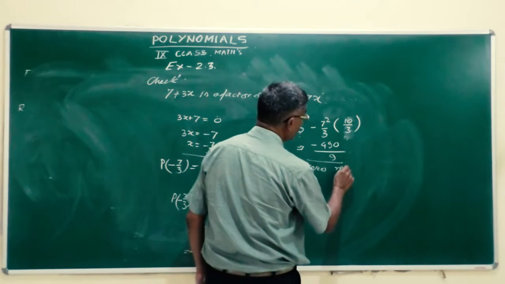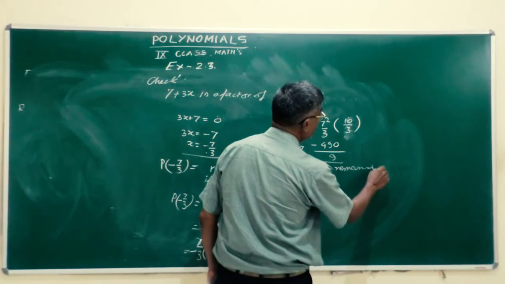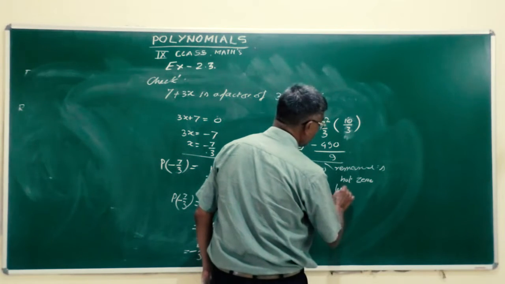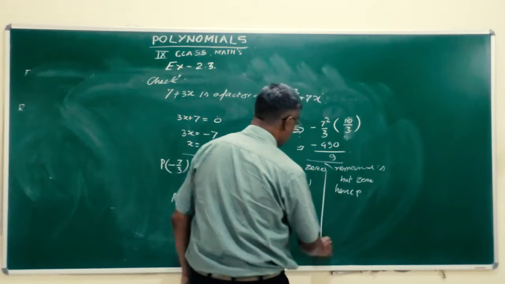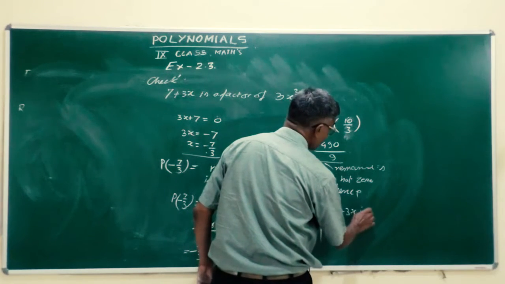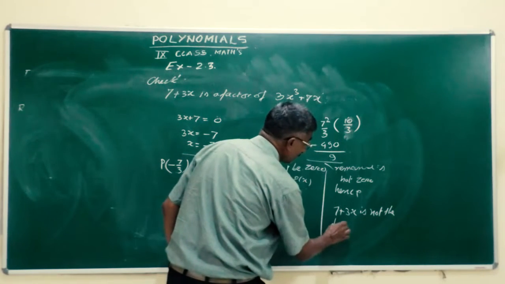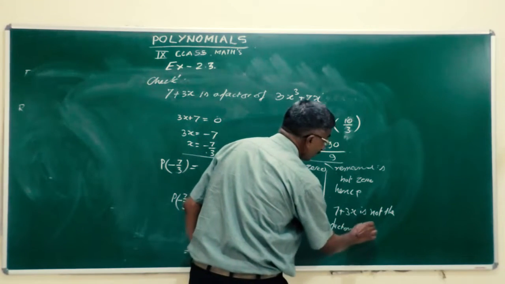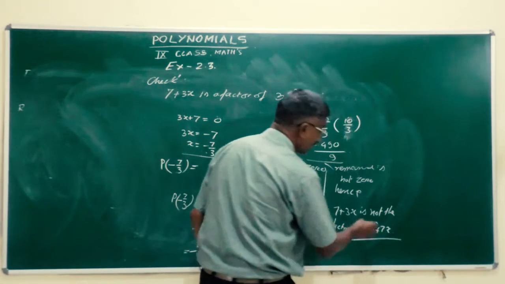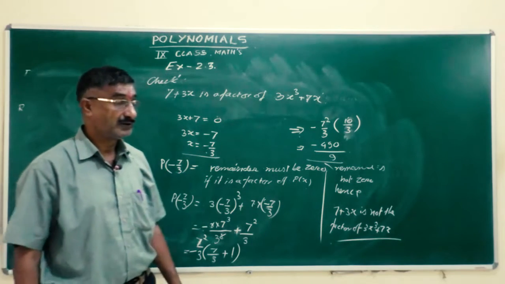So the remainder is not 0. Hence 7 plus 3x is not a factor of 3x cube plus 7x. Okay, so this exercise is completed.